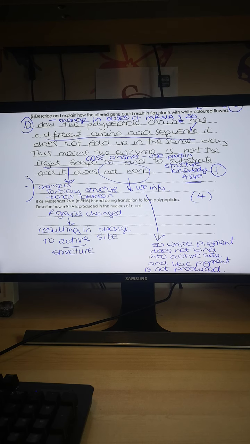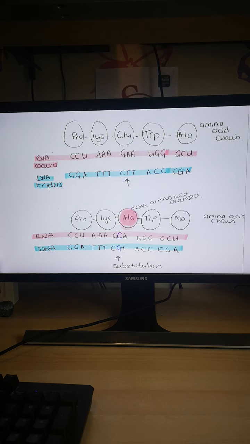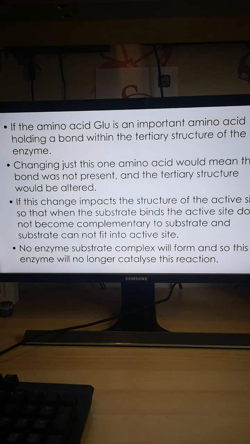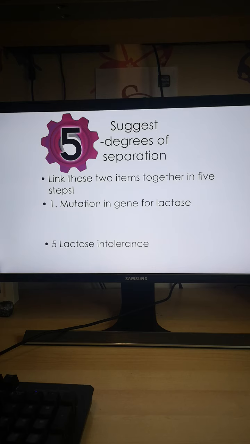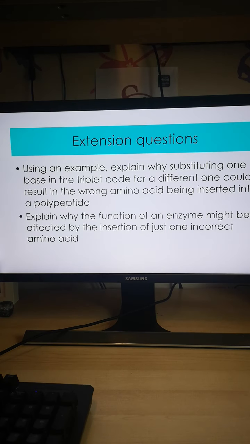Okay. Right, so there is an extension question in the PowerPoint for you to do some more practice, if you like. I've popped my answer in there as well, so you can have a go at that. And then to finish off, I've got a bit of a suggest challenge for you now. If you want some extra practice, extension questions first.